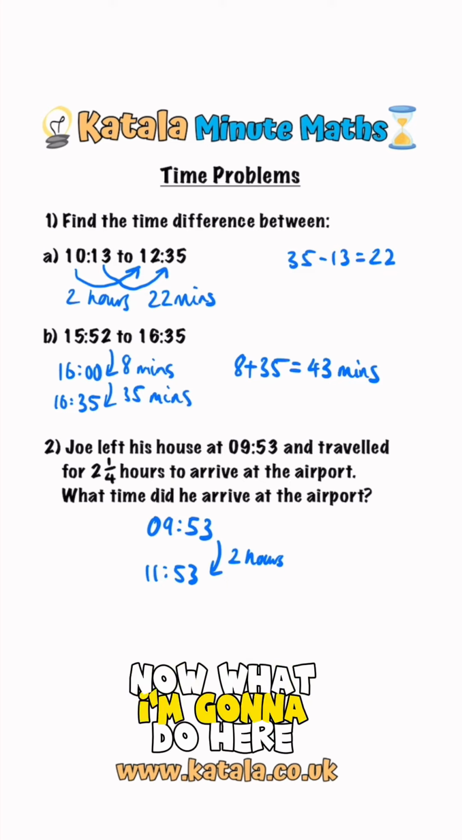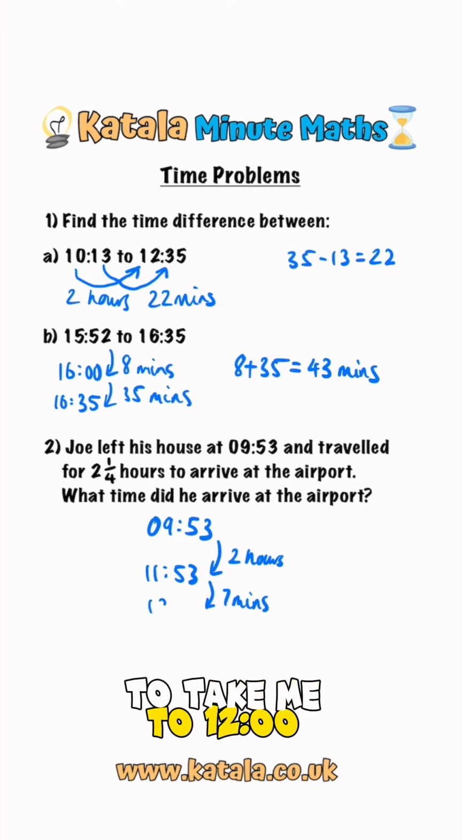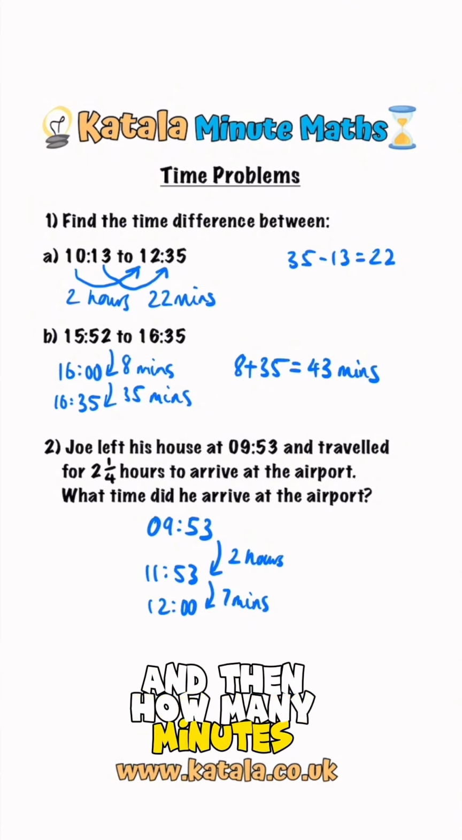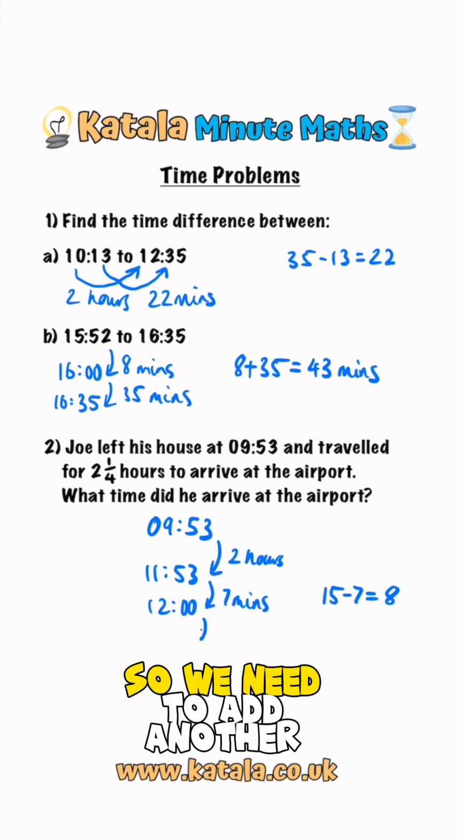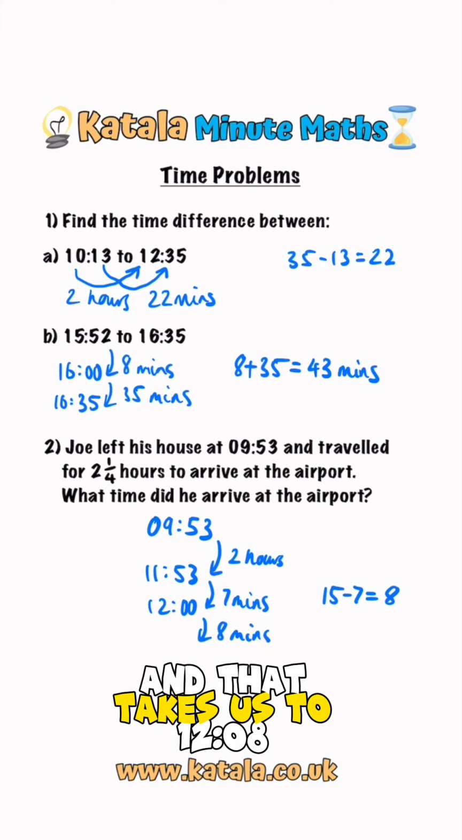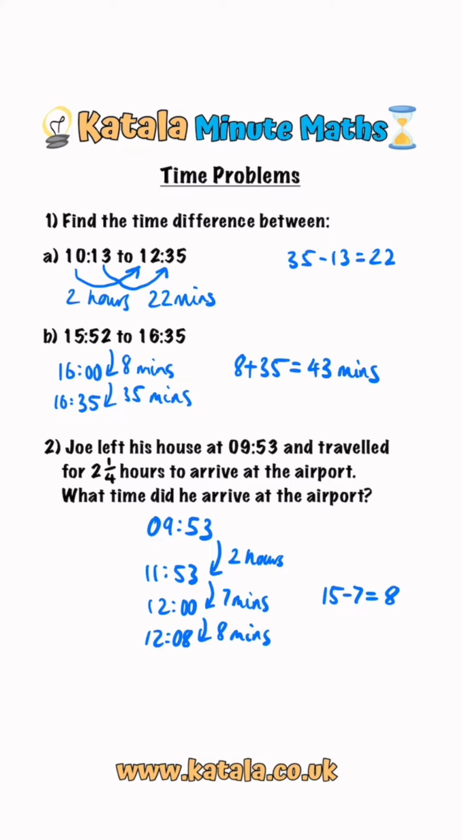Now what I'm going to do here is just add on 7 minutes first to take me to 12 o'clock. And then how many minutes would I have left? Well, 15 take away 7 is 8. So we need to add another 8 minutes on, and that takes us to 12:08. And that'd be the time that he arrived.